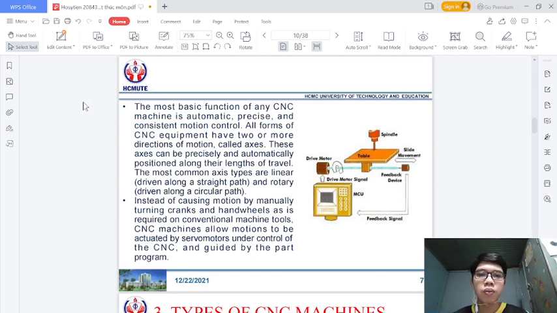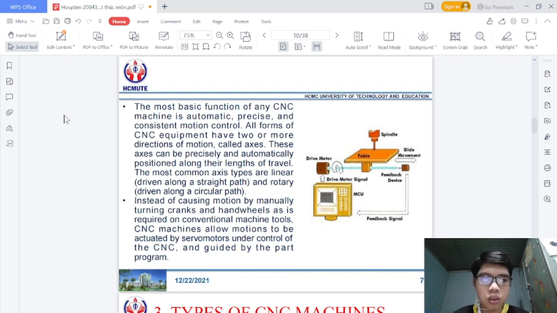The most basic function of a CNC machine is automatic, precise and consistent motion control. All forms of CNC equipment have two or more directions of motion, called axes. The axes can be rigidly and automatically positioned along the length of travel.